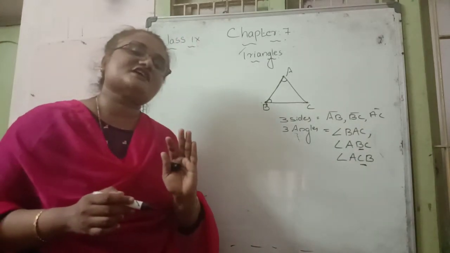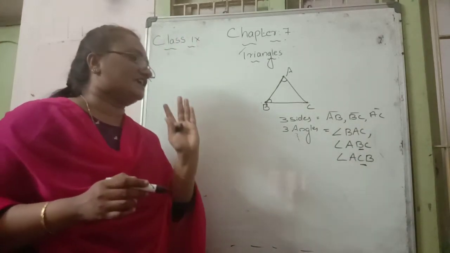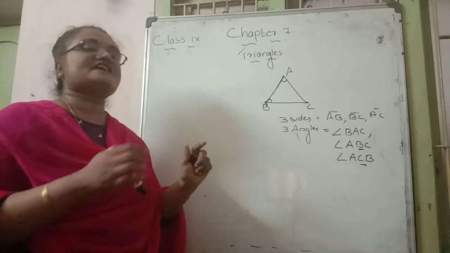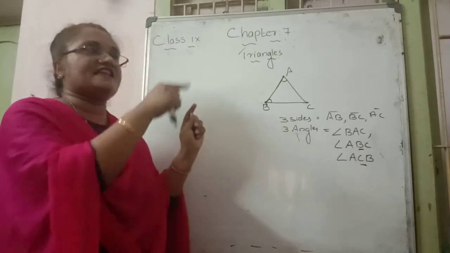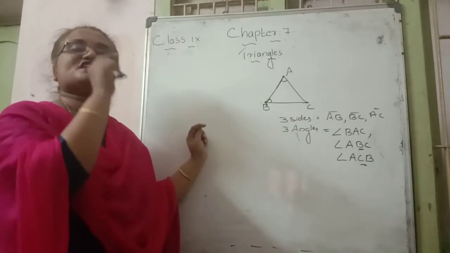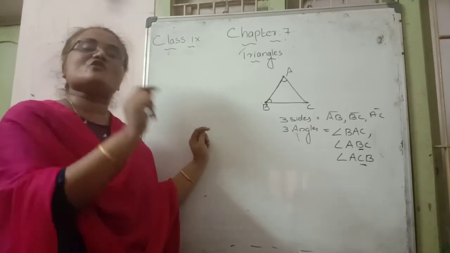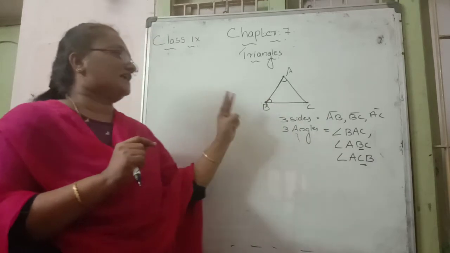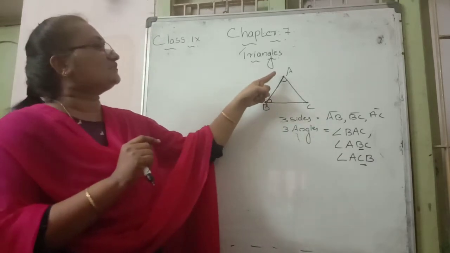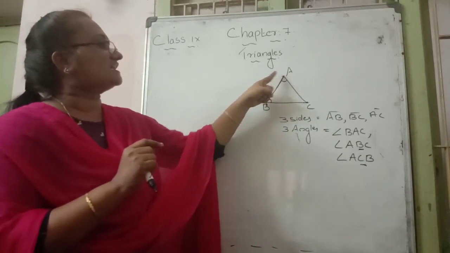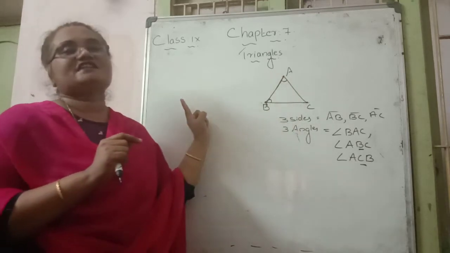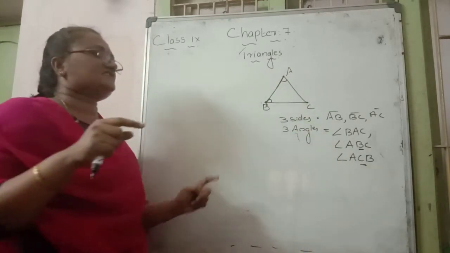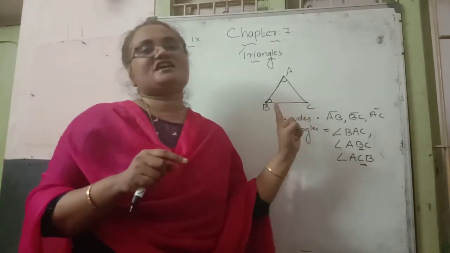So how many angles does a triangle have? A triangle has three angles. How many sides? Three sides are there. Three line segments are joined and we get a closed figure. That closed figure we call a triangle. I hope you can understand that. Which are the vertices? Here the vertices are A, B, and C. So we can say it has three angles and three sides.